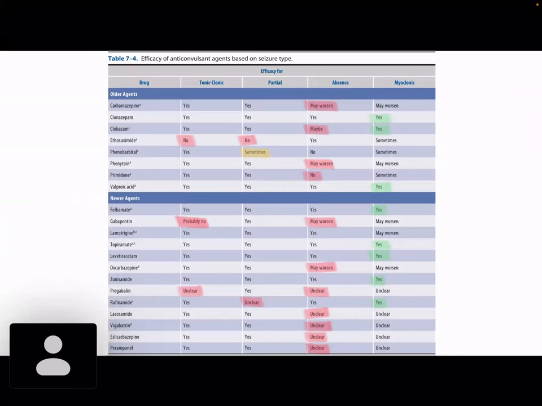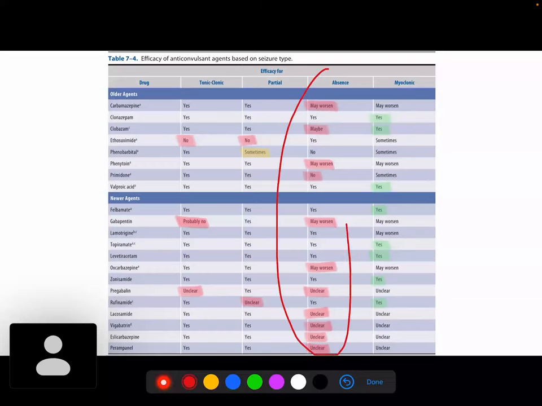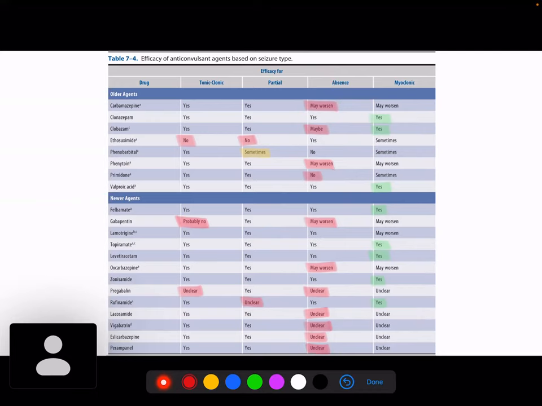So this is a table, basically from Current Neurology. I want to tell you guys to just see the red lines around here. There are some medications that make absence seizures worse. See the green, there are some medications that make myoclonic seizures worse. And there are many medications that work just as well on focal seizures and generalized tonic-clonic seizures.